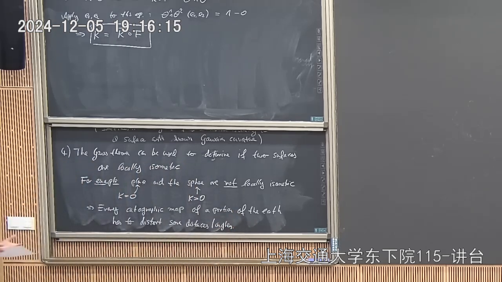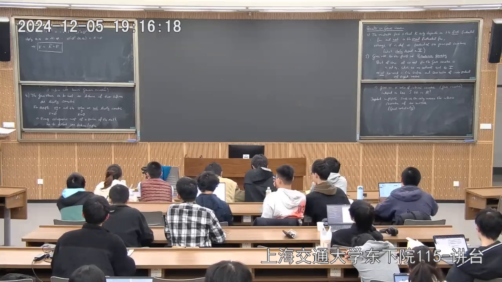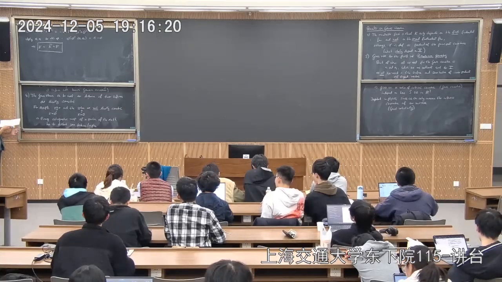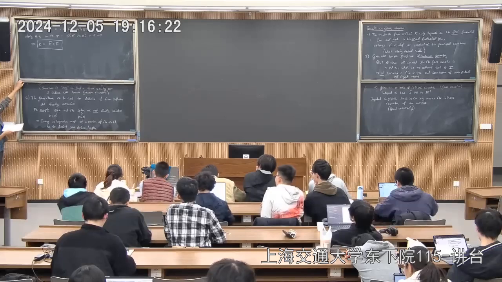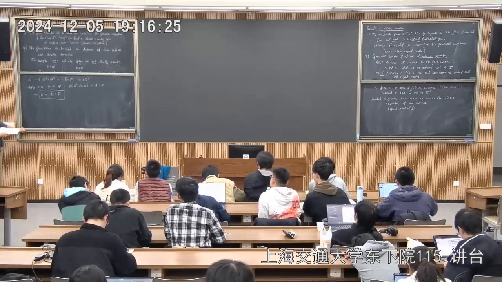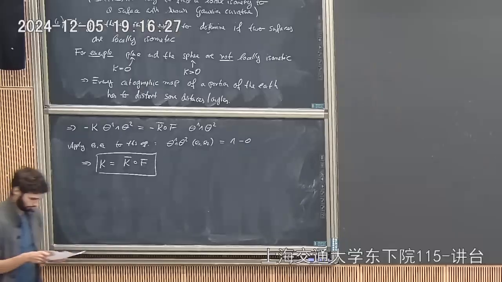You have to distort something of this field. The measurement of distances and angles can't be the same on the plane, in the book, and in reality.